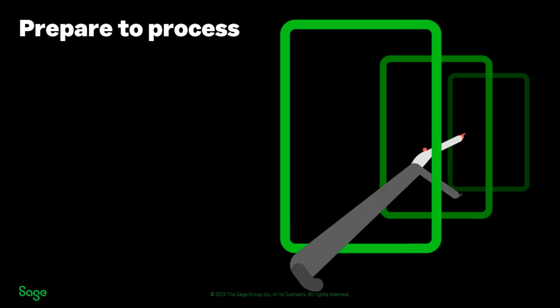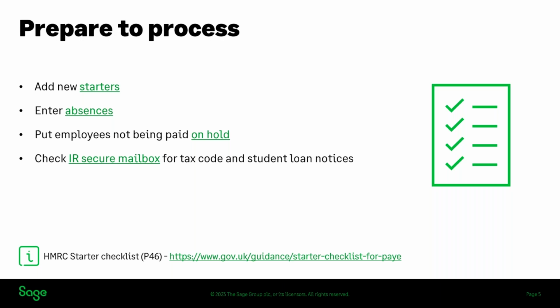So let's get straight on to the first part of the webinar, Prepare to Process. And we'll start with a quick look at our preparation checklist. So 4 things to do before you even sit down to enter the employee's pay. The first one is to add any new starters that have joined your business since the last payroll that you ran. Second step is to enter absences that qualify for a statutory payment. So we're talking sickness, maternity, and paternity being the main 3.